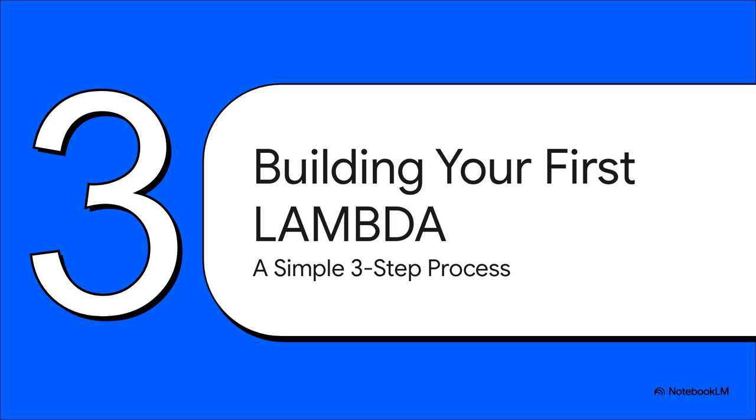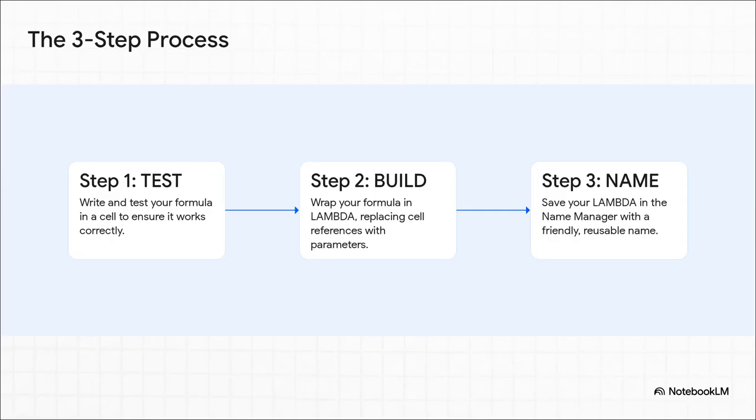Okay, awesome. So how do we actually build one of these machines? It's a really simple 3-step process. And don't worry, this isn't going to be complicated. We're going to walk through it with a super simple example. It really just boils down to these 3 steps. First, you test. You write your formula in a cell, just like always, and make sure it actually works. Second, you build. You take that working formula and you wrap it inside the Lambda function, swapping out your cell references for placeholder names. And finally, you name it. You save your new creation in Excel's Name Manager and it's ready to go.